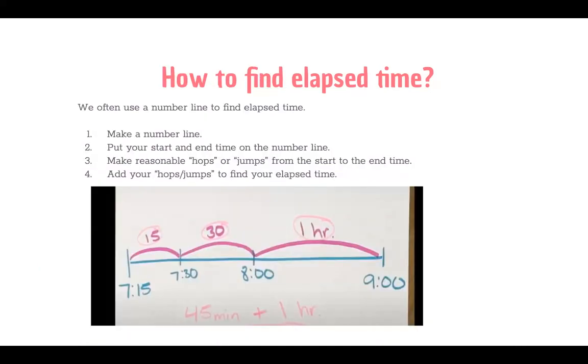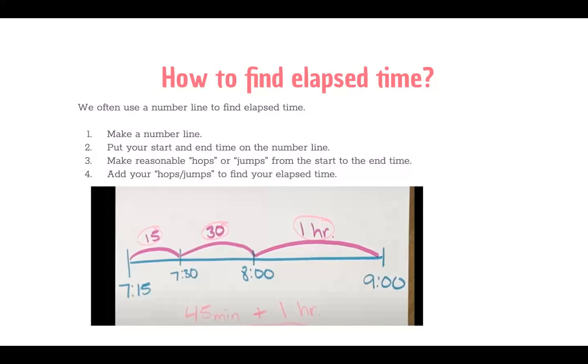When we go about finding elapsed time, here is a strategy that you might choose to use, and this is the strategy that we're going to work with today as mathematicians. So when you go to find elapsed time, the first thing that you need to do is to create a number line. You put your start and end time on the number line.